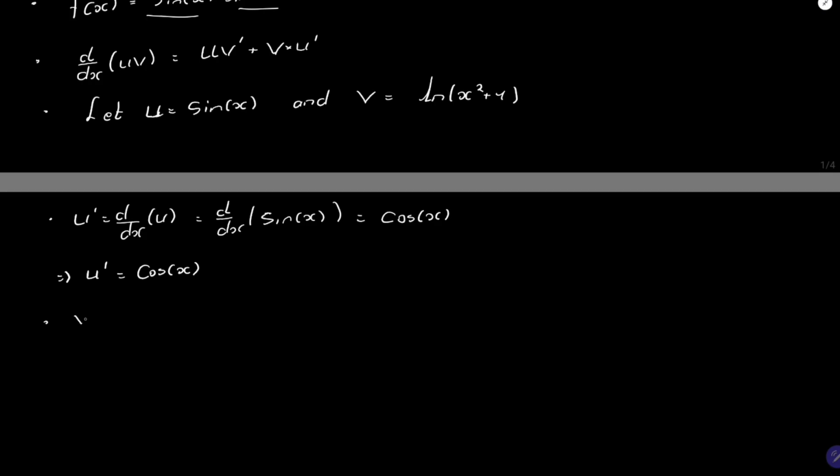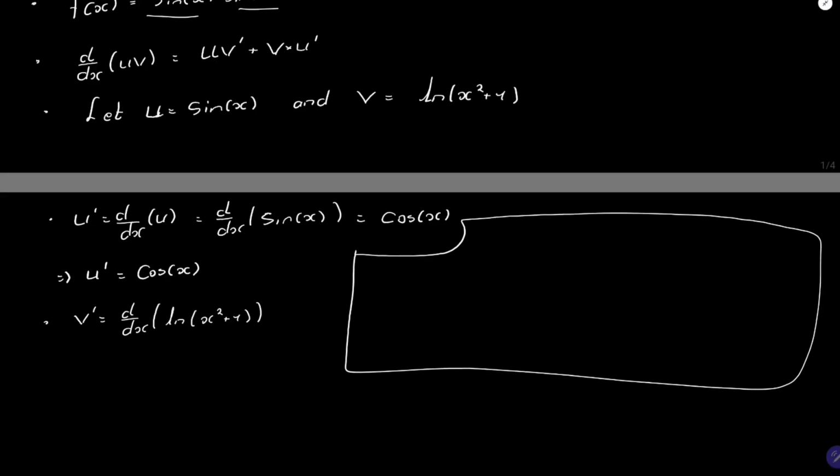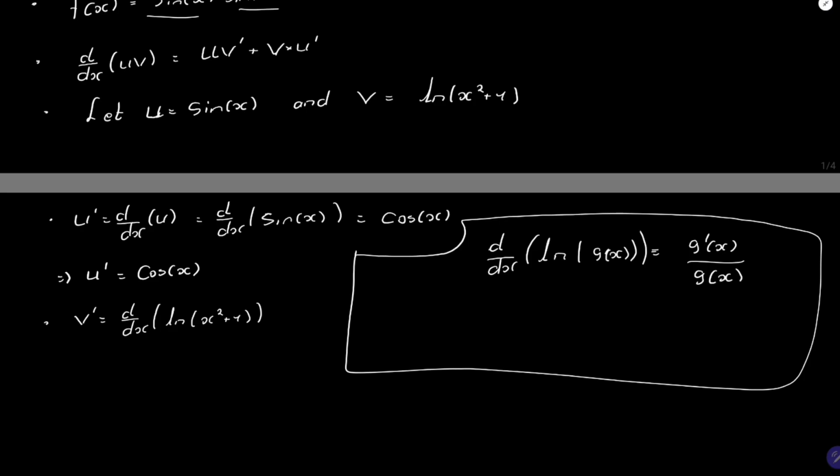Now let's move on to v prime. V prime, which is the derivative of our function ln of x squared plus 1. What does this tell us to do? If we can still recall very well from the video on the derivative of logarithmic functions, it was well stated that the derivative with respect to x of the function ln of g of x gives us the function g prime of x over g of x.